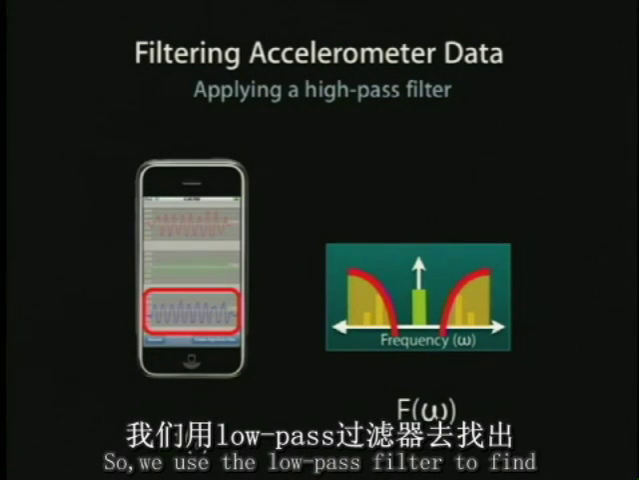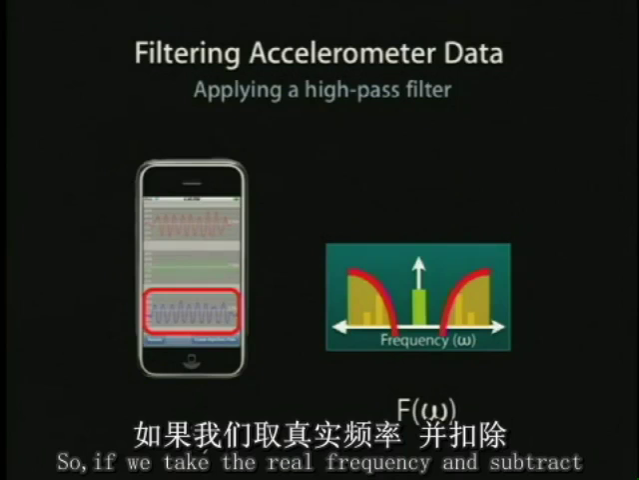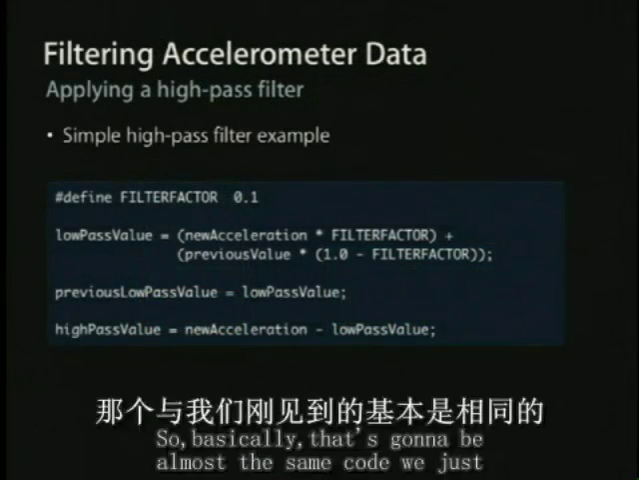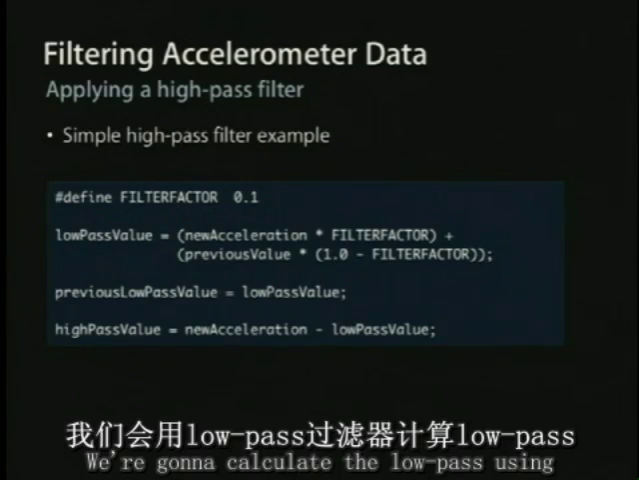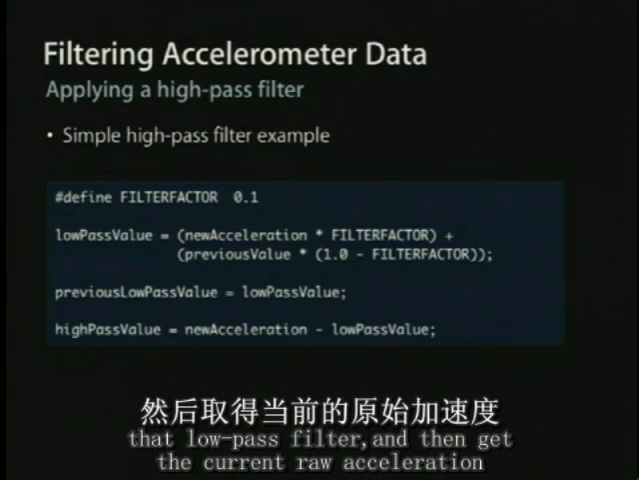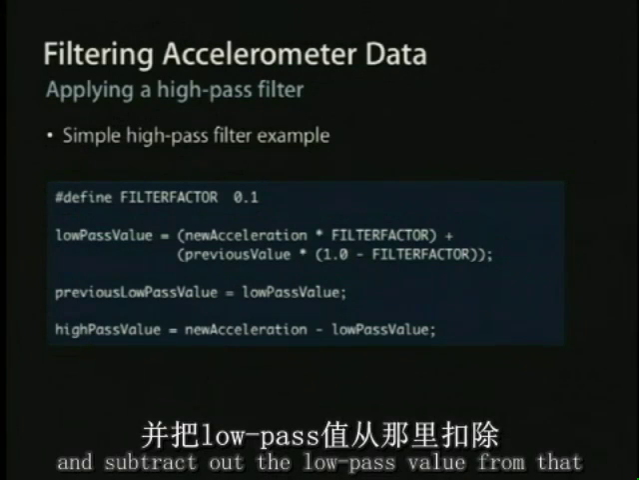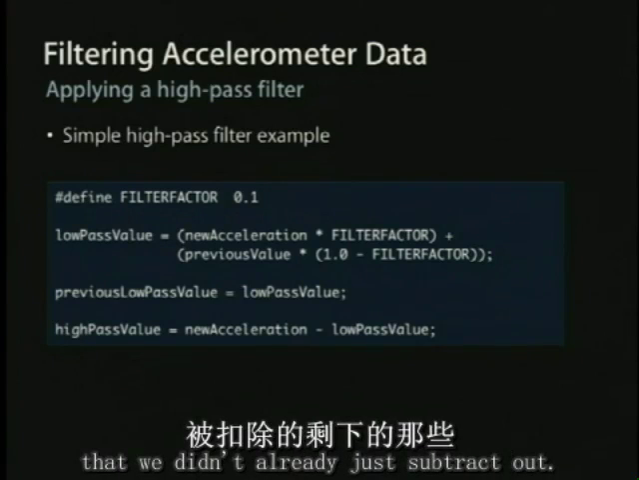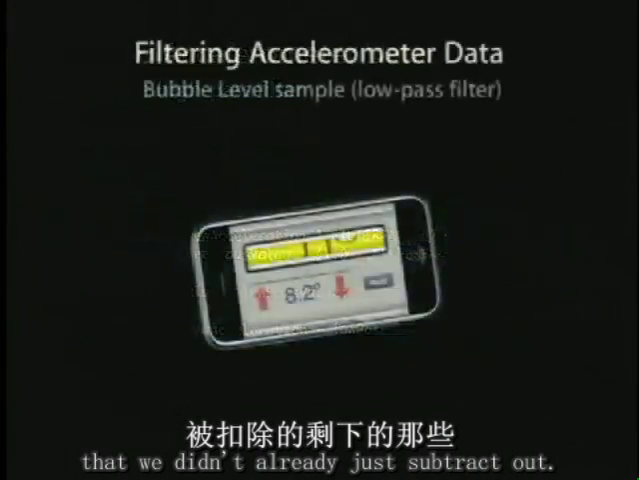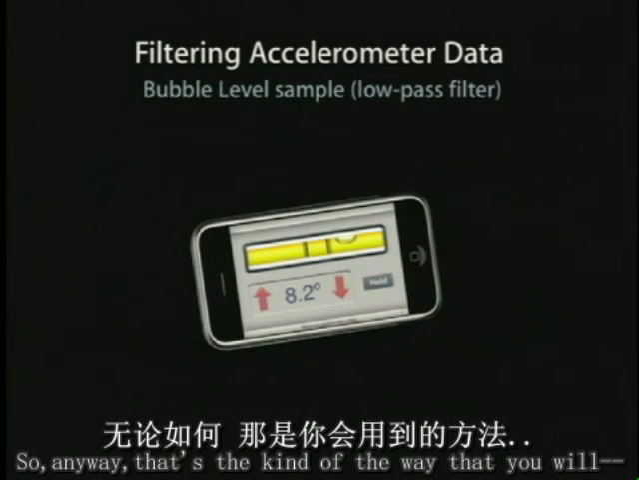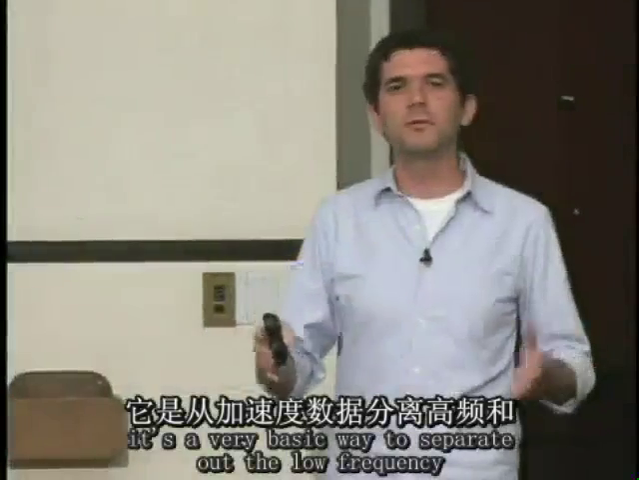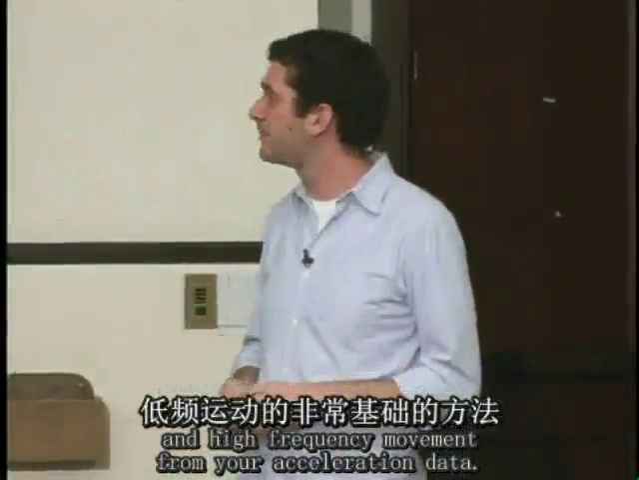So we use the low-pass filter to find that frequency in the middle. If we take the real frequency and subtract out the value from the low-pass filter, that pretty much leaves us with the high thing. So basically, that's going to be almost the same code we just saw, right? We're going to calculate the low-pass using that low-pass filter, and then get the current raw acceleration and subtract out the low-pass value from that, which is pretty much the high-pass filter rate. It's going to give us the remainder that we didn't already just subtract out. So anyway, it's a very basic way to separate out the low frequency and high frequency movement from your acceleration data.